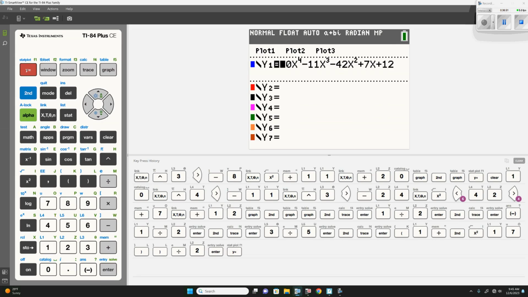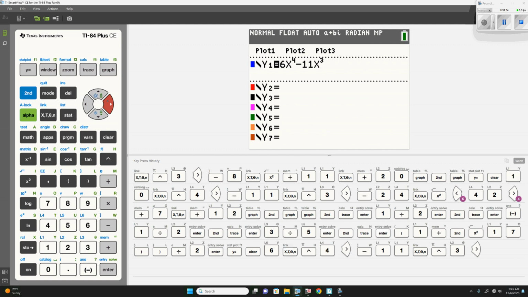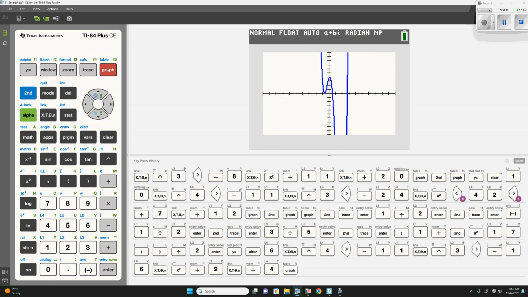Let's see here. 6x to the 4th. What was the rest of this one? Plus 2x plus... So we will start with this one tomorrow.